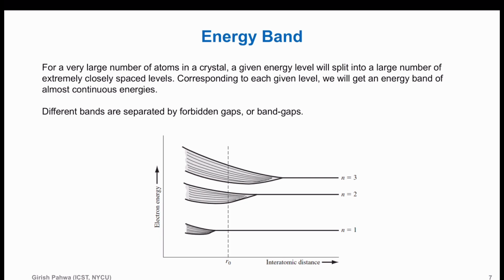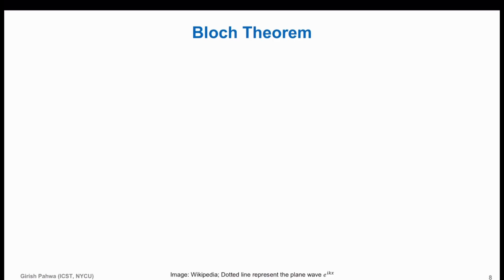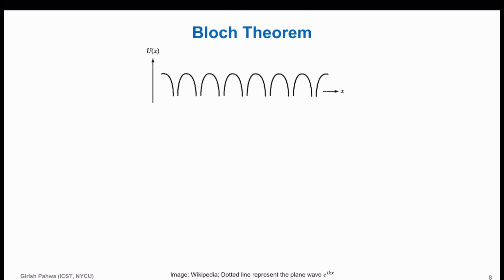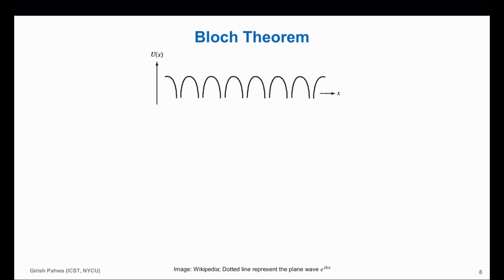So now we will move to some quantitative description. The next is Bloch theorem. So what is Bloch theorem? Again, you have a crystal. It can be 1D, 2D, 3D, whatever, doesn't matter. It can have complex potentials. So Bloch theorem says that.